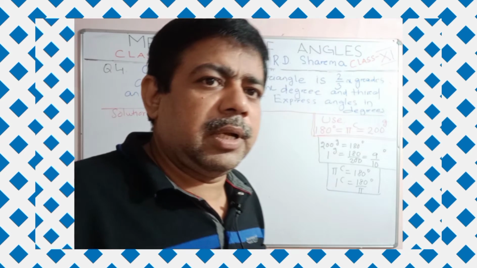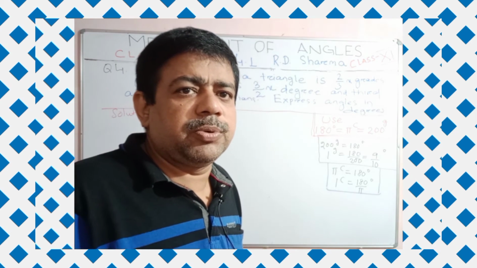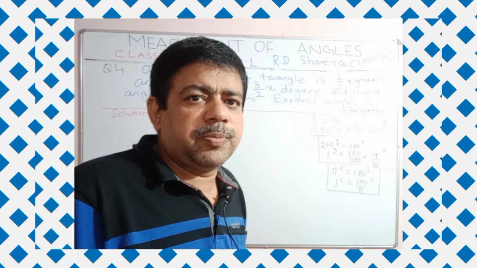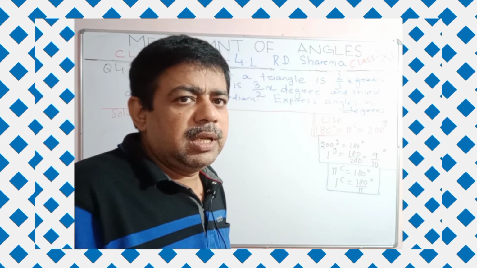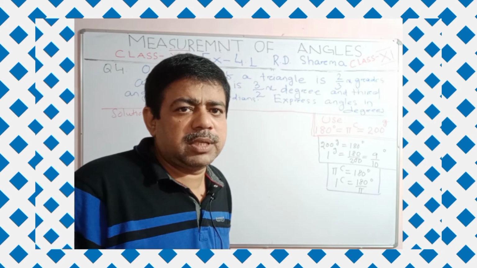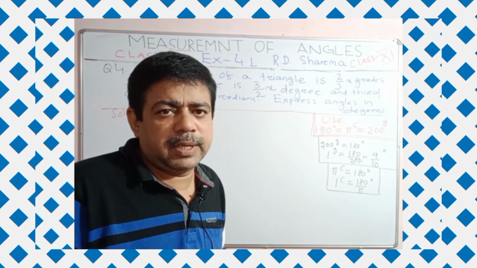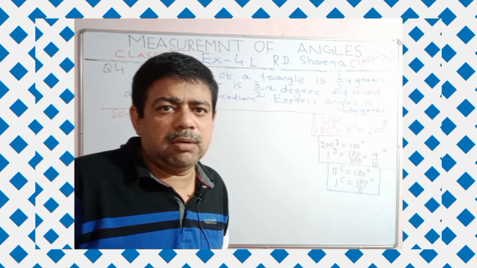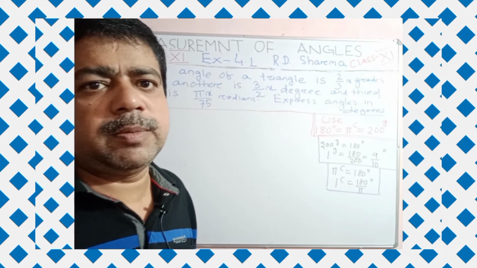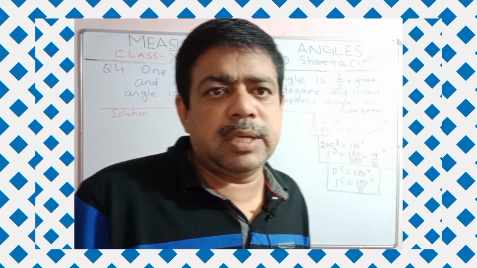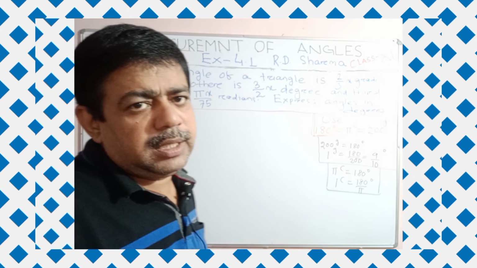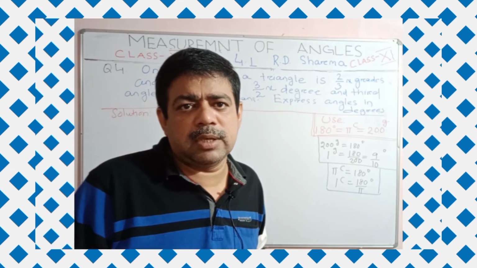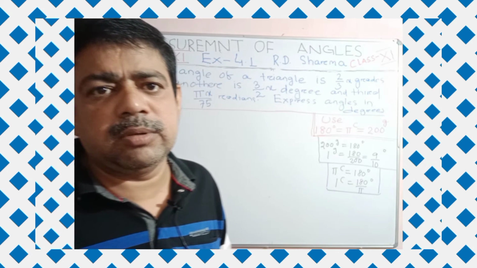So, dear students, here I am discussing question number 4 of exercise 4.1, trigonometry, class 11 mathematics. We are discussing the problem based on the measurement of angles, and how you can use the systems of measurement of angles: grade, radian, and degree, in finding different types of angles and converting angles from one unit to another.